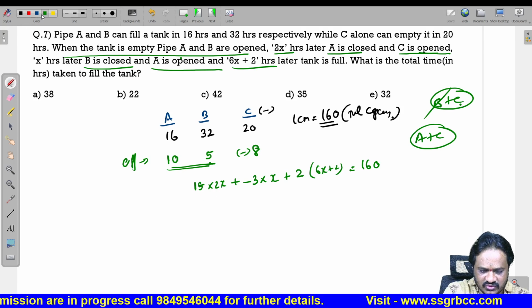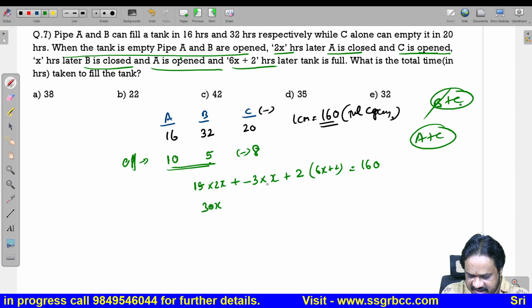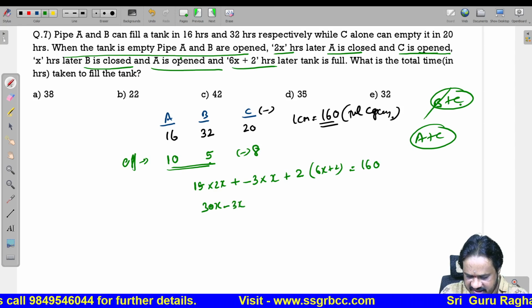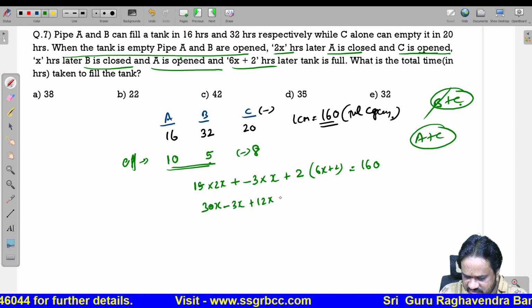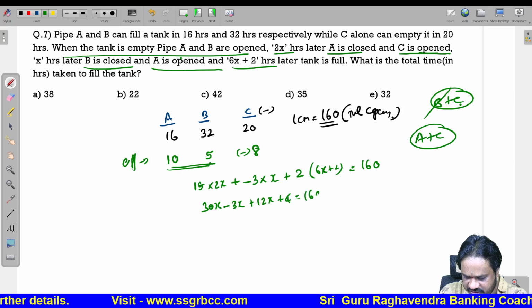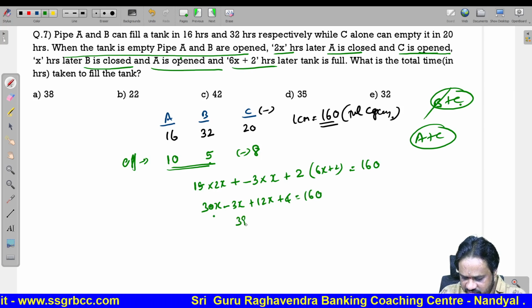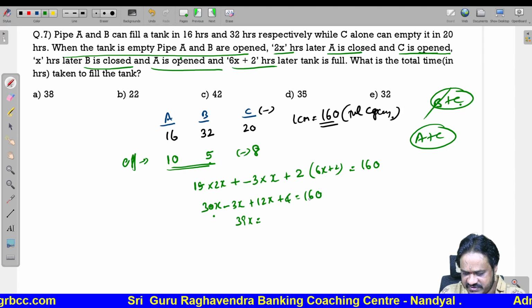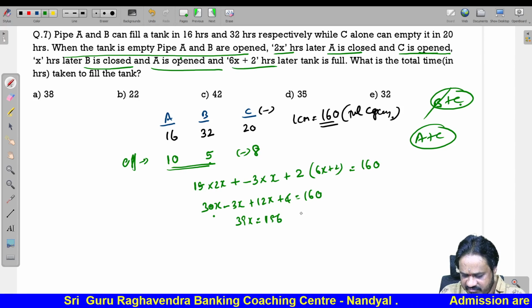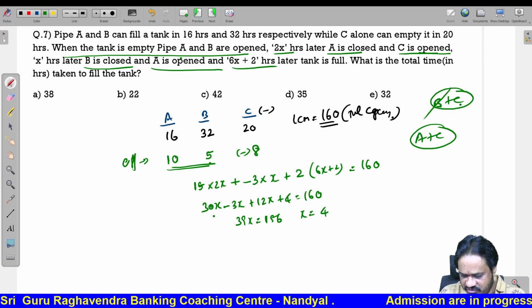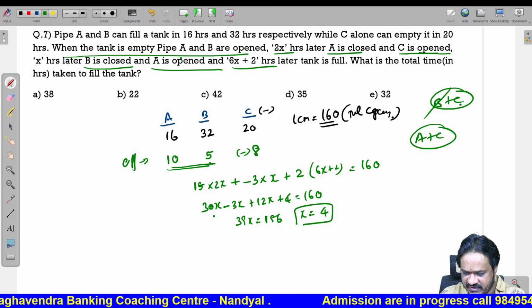Now, let us do the simplification. 15 into 2x, that is 30x, minus 3x, then plus 12x plus 4 is equal to 160. 30 plus 12 is 42, 42 minus 3, 39x. If you send this 4 to the other side, it will become minus. So, x is equal to 4. We got x value 4.